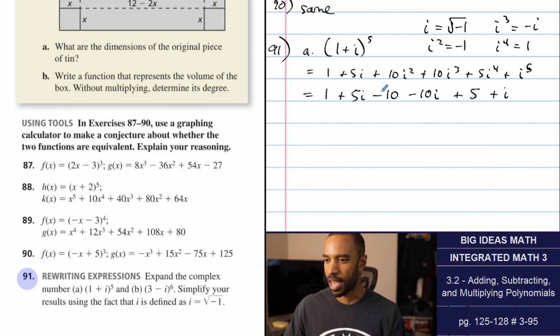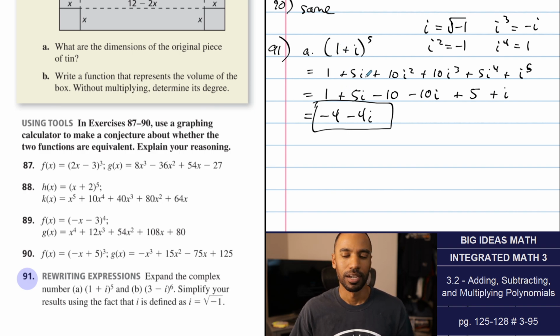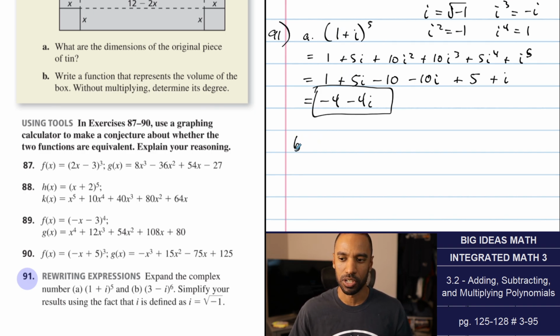1 minus 10, negative 9, plus 5 is negative 4. This becomes negative 4, and 5i minus 10i is negative 5i, plus i is negative 4i. So negative 4 minus 4i. There are actually other ways to get that using other things. We're not actually talking about those right now. All right, part B.